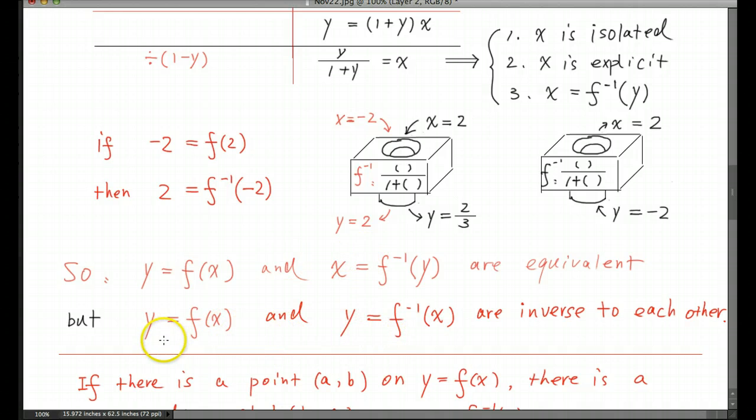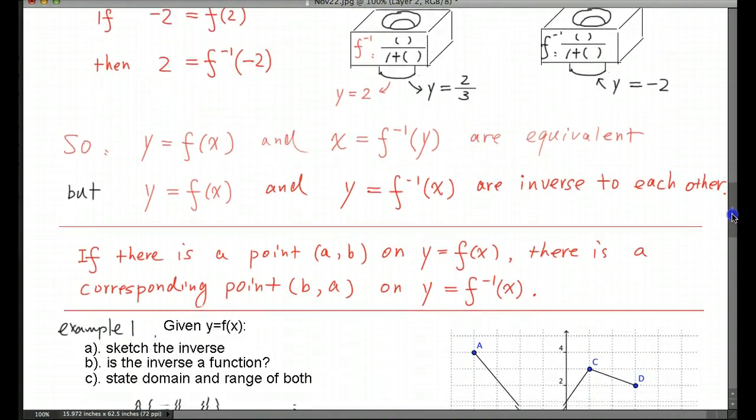Same y, same x, but f and f negative 1 are different expressions. So these two are different, and they are called inverse functions. You can see they are inverse to each other. So this one is the inverse of this, or vice versa. That's the concept. Basically, if you switch x and y, it becomes inverse.